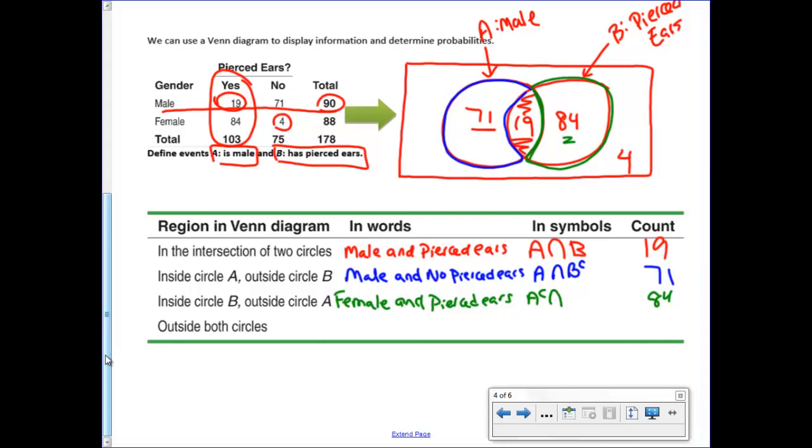And are we in B? Do we have pierced ears? Yes, so you are in B. And if you're outside both circles, that means we're out here somewhere. That means we have 4 that are outside. So if you're outside, that means you are female and you don't have pierced ears.